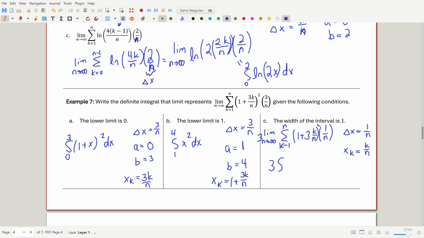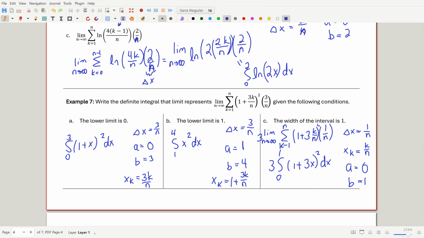So if this is our xk, what's our a? 0, yep. If there's no number, if xk doesn't have a plus or a minus, then your a is always 0. That makes our b equal to 1, because our interval width is 1. 0 to 1. And then we get 1 plus, so since this 1 is part of our function, it's not our a, we've got 1 plus 3x squared dx.